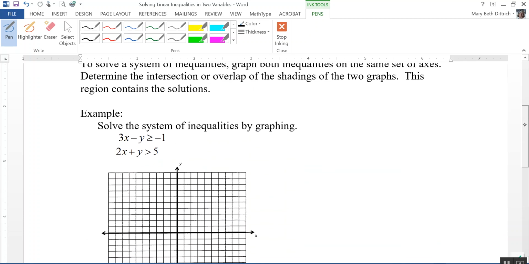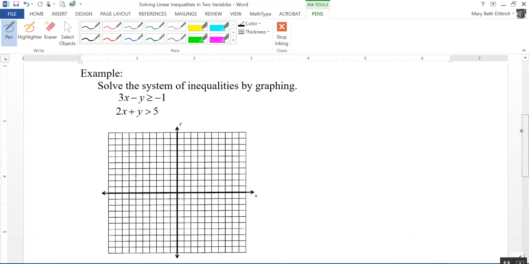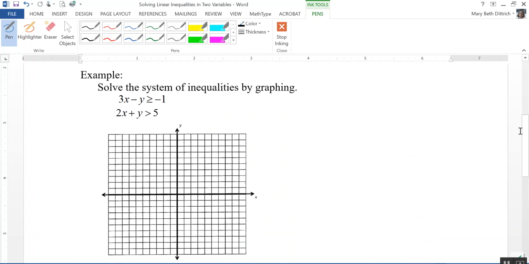Here we have the system of inequalities: 3x minus y is greater than or equal to -1, and 2x plus y is greater than 5. So let's go ahead and rewrite each one of those in slope-intercept form. For the first one, I'm going to subtract 3x on both sides, and then multiply the entire equation by a -1. And when I do that, I have to flip my inequality. So that's going to give me y is less than or equal to 3x plus 1.